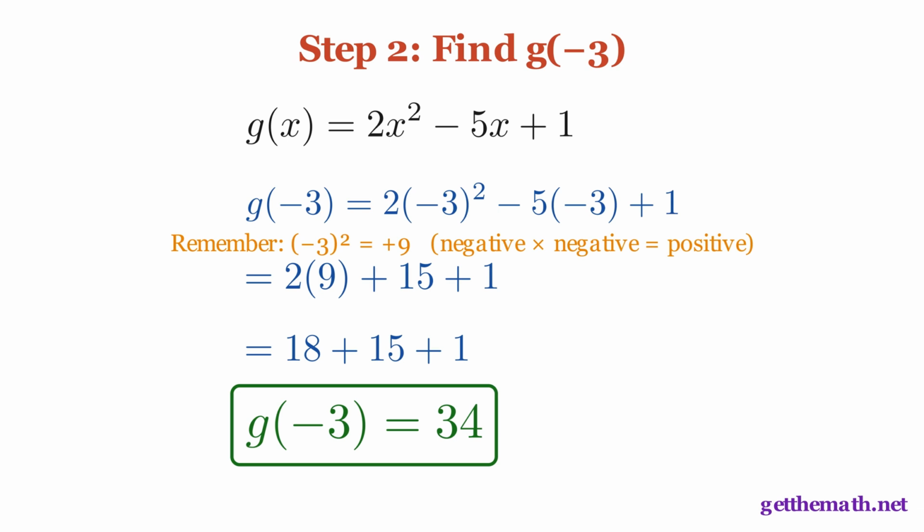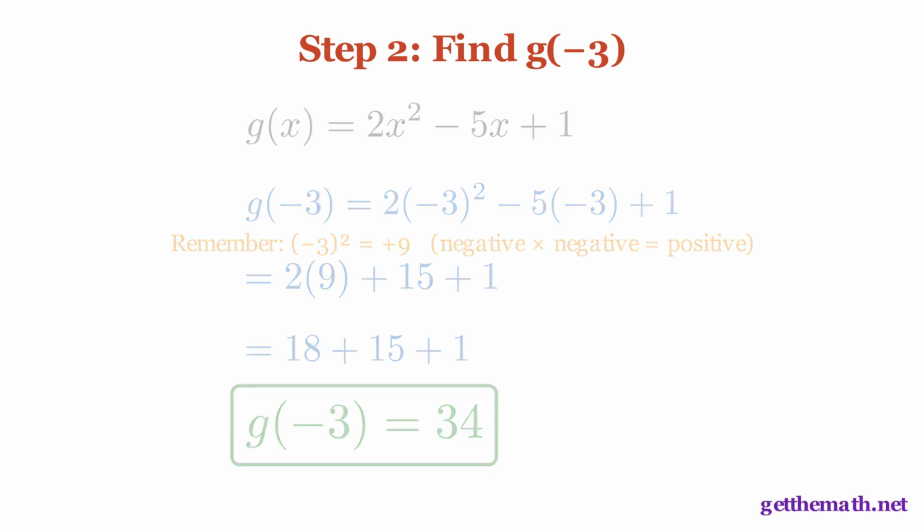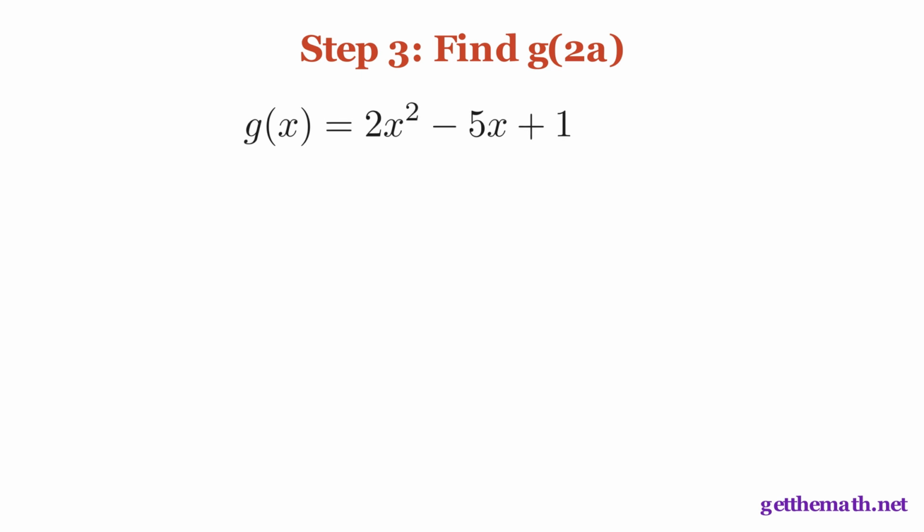Step 3. Find g of 2a. Replace every x with 2a. G of 2a equals 2 times 2a squared minus 5 times 2a plus 1. 2a squared equals 4a squared. Then multiply by 2 out front.